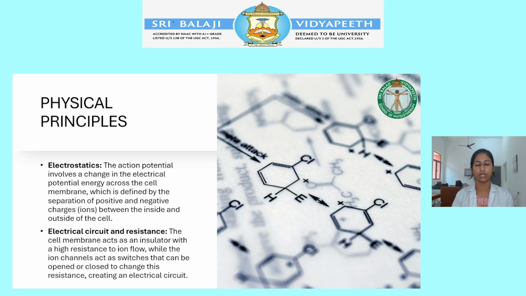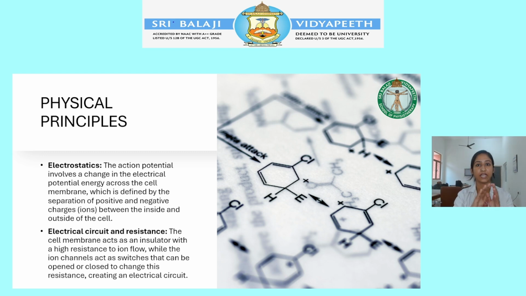In this property, there will be a separation of positive and negative charge inside and outside of the cell. This is what happens in electrostatics. And in electrical circuit and resistance, the cell membrane acts as an insulator, which is a resistance to the ions.